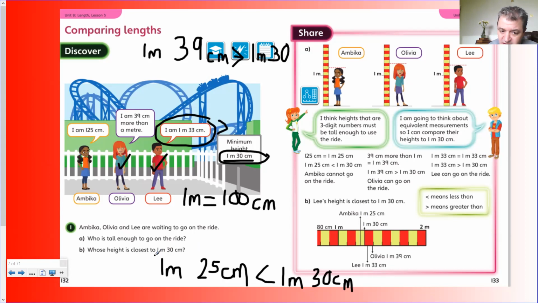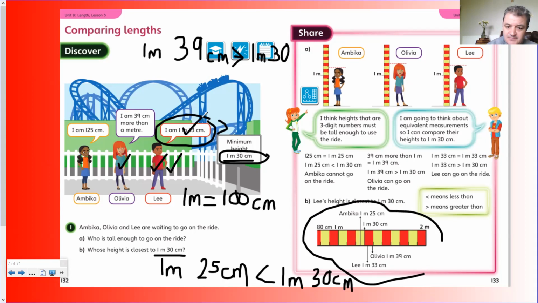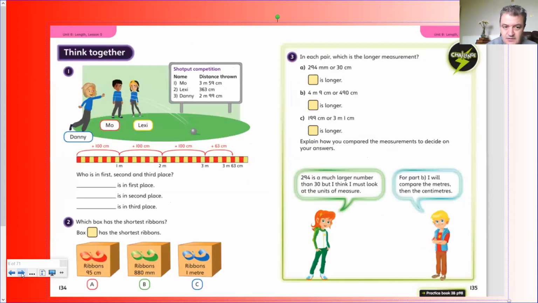Whose height is closest, it doesn't matter whether it's less or greater than 130. It's the one that's the closest. And we can see that Lee is only 3 centimeters away from that 1 meter 30, whereas Ambika is 5 centimeters under the 1 meter 30, and Olivia is 9 centimeters. Therefore, who's the closest to 1 meter 30? It'll be Lee. Okay. We're all happy with that. Okay, let's have a go at the next part.